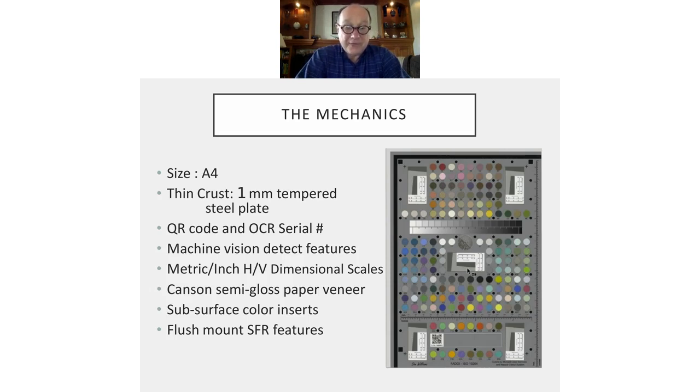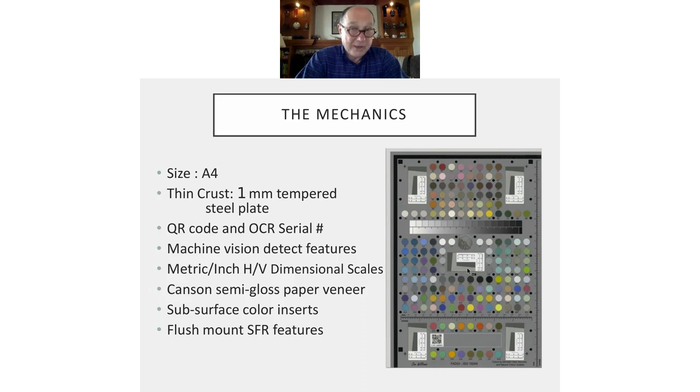You'll see in the lower left-hand corner, there's a QR code and an OCR serial number. It'll have machine vision detection features. So what we'd really like to do is just say, okay, click and drag this somewhere, and we'll handle it from there. No click and drag. It's just, here's the image, go do it. It has both metric and inch horizontal and vertical dimensional scales. It has a veneer over it.